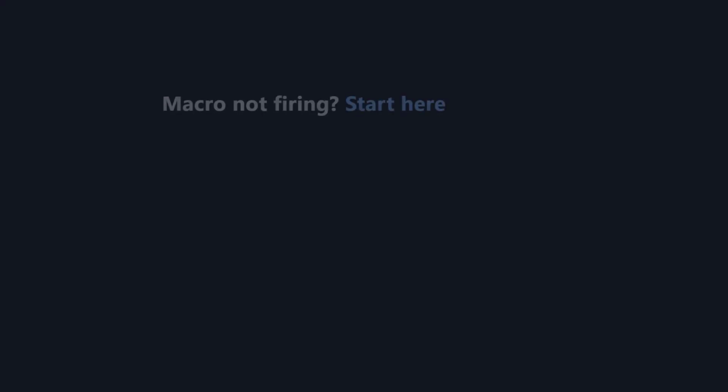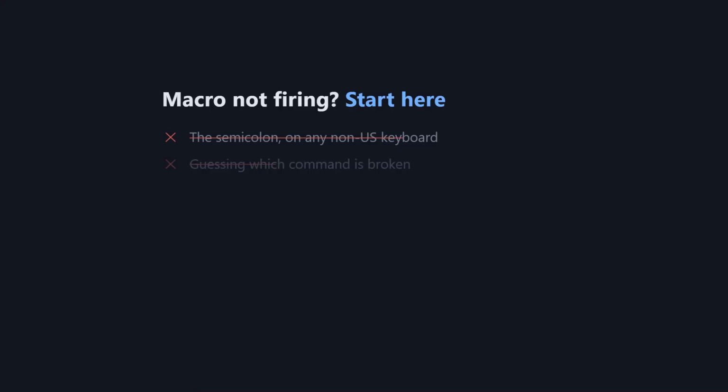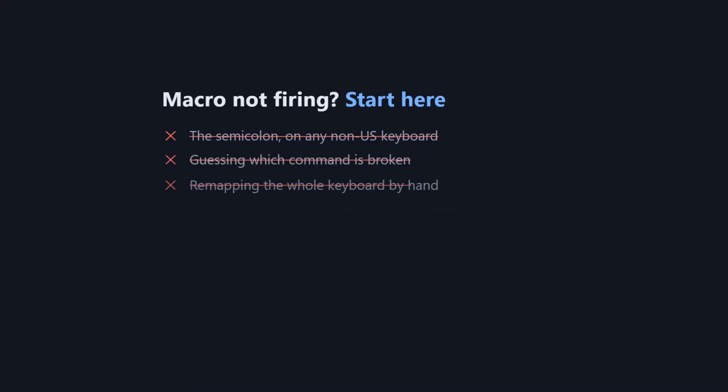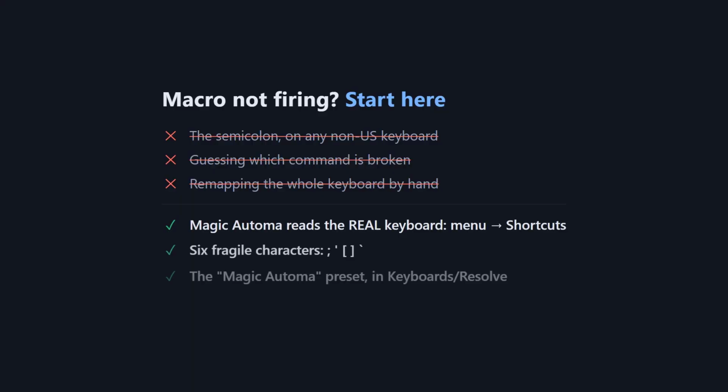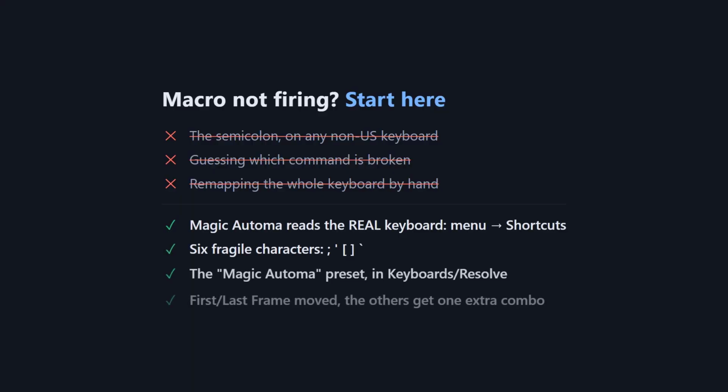To recap, many DaVinci actions go through keys. Magic Automa reads the real keyboard, the one you're using. 6 punctuation characters don't work on non-US keyboards because DaVinci binds them to the American physical key. The program tells you before it runs, and the preset in the keyboard's folder fixes it without taking your habits away. If a DaVinci macro doesn't fire and gives an error, start here. And if you want to see this preset at work inside a real macro, that's video 93.